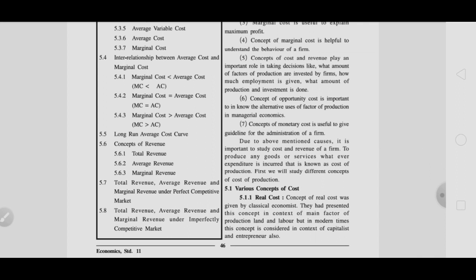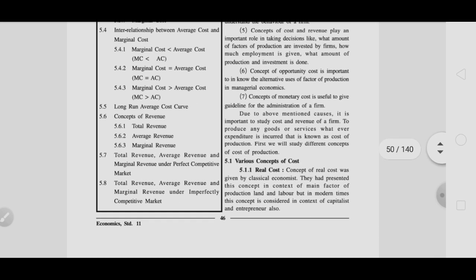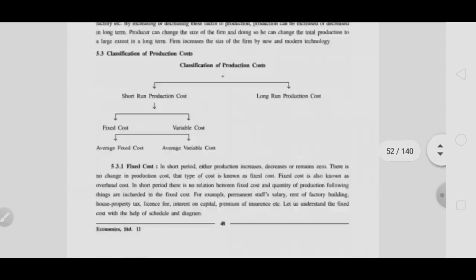So here the first part is over, then the second part is the concept of revenue. See, cost is an expense incurred by a company or a firm for producing different units, while revenue is the income or source of income for business activities. So here we are going to discuss total revenue, average revenue and marginal revenue, and their concepts in different market conditions. So here it comes to an end of chapter number 5.